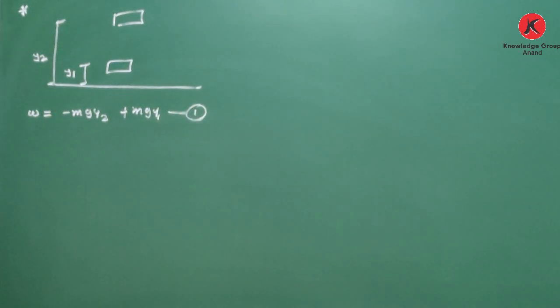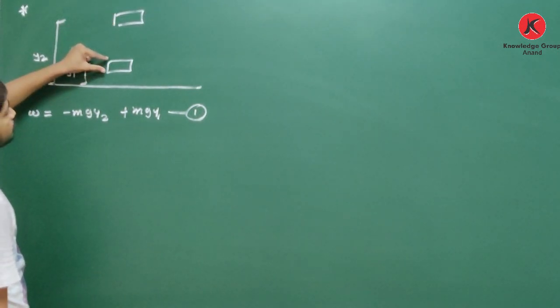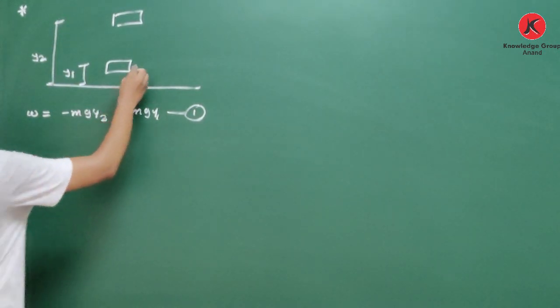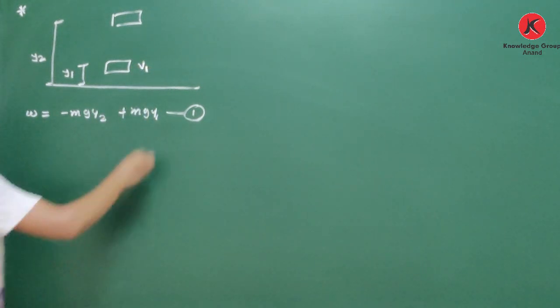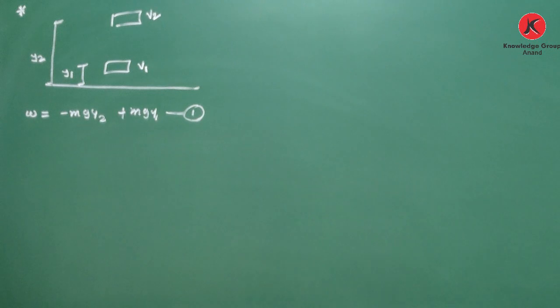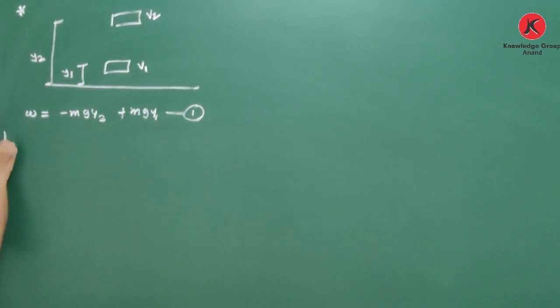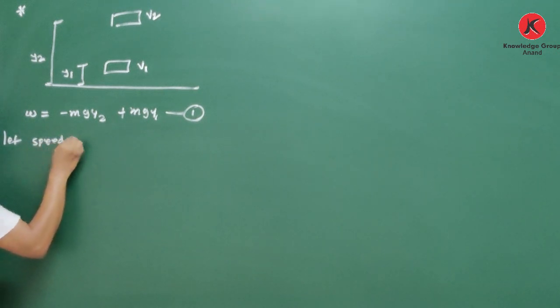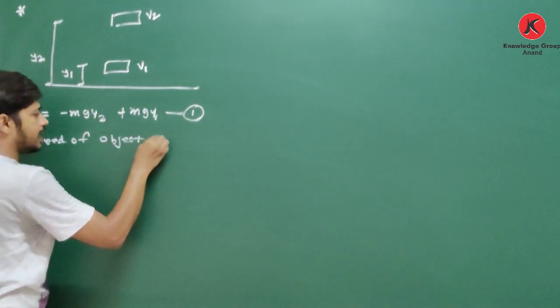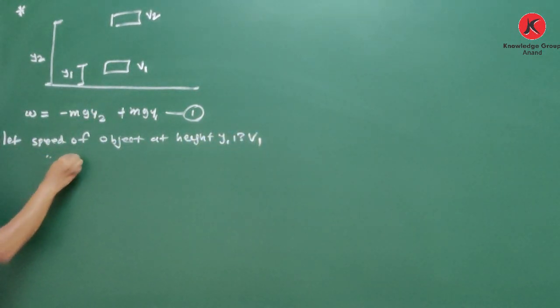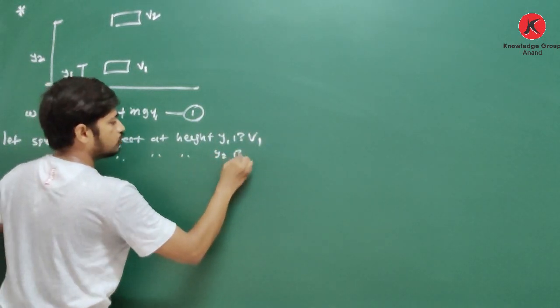Now I am assuming this block is in motion. We want to bring the block from this position to this position, so if we apply force, it is in motion. So I assume at this point the speed of the block is v1, and at this point the speed of the block is v2. Let the speed of the object at height y1 be v1 and at height y2 be v2.